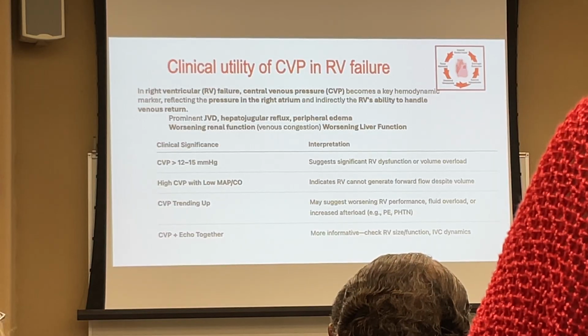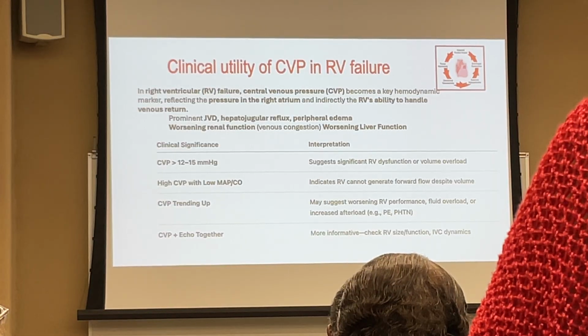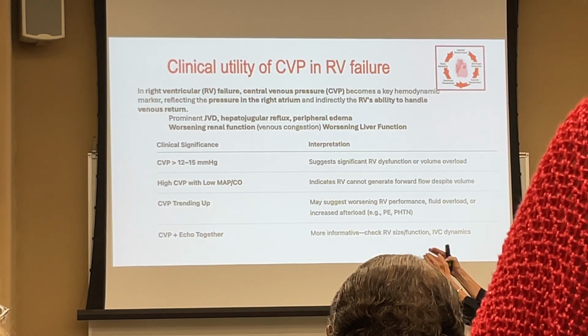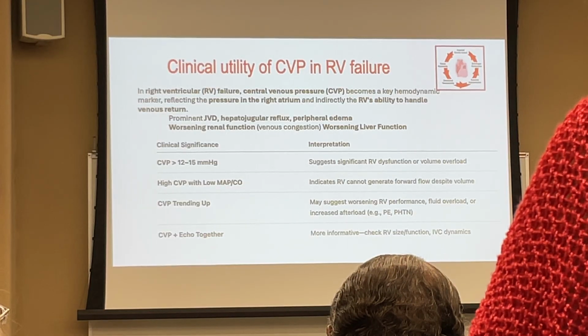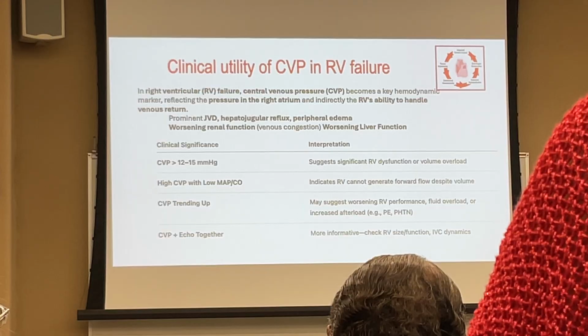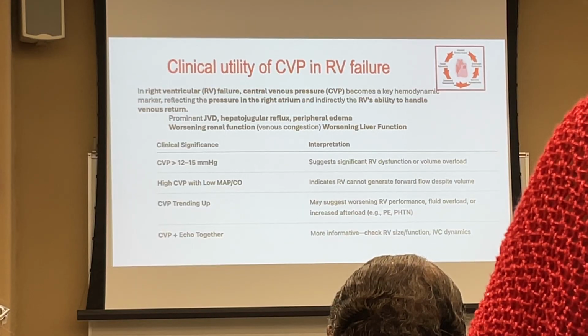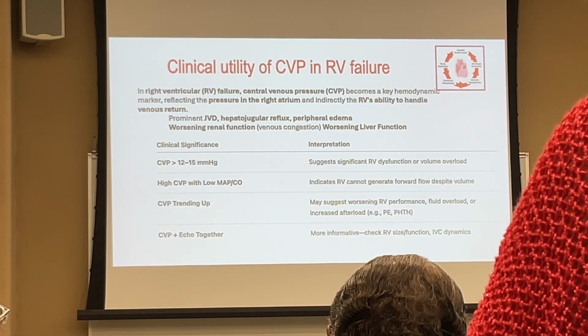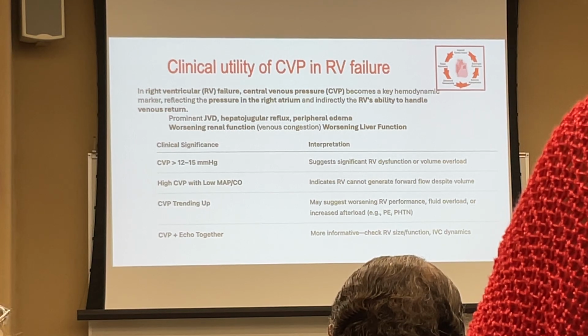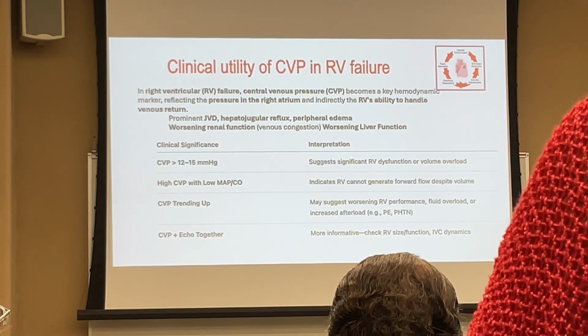Okay. So I want to remind you about CVP. CVP is really, really important. It's always important to remember that when CVP goes up, the first consideration should be RV dysfunction. RV dysfunction as a primary event, RV dysfunction as a synchronous or a conjugal event to the left ventricle. Conjugal, that sounds good.